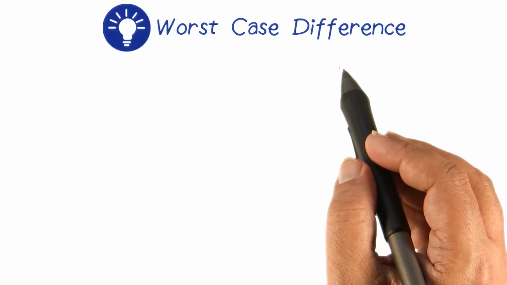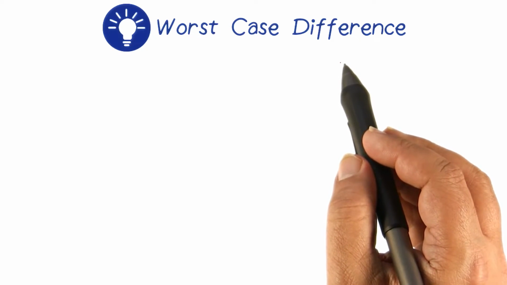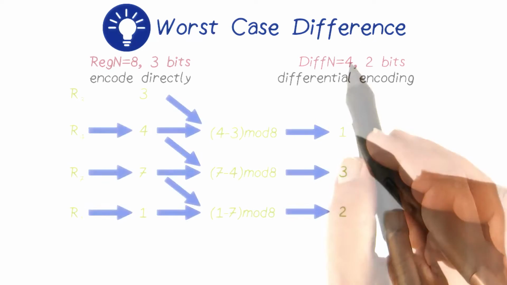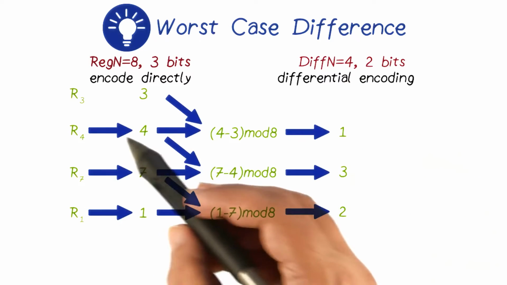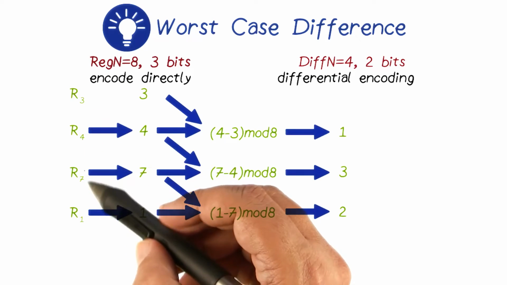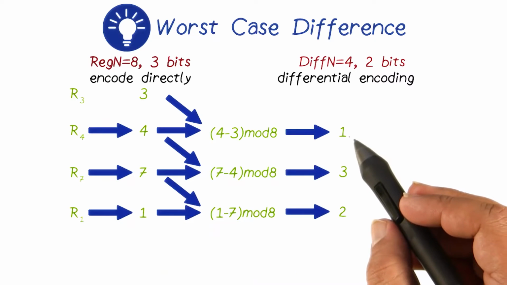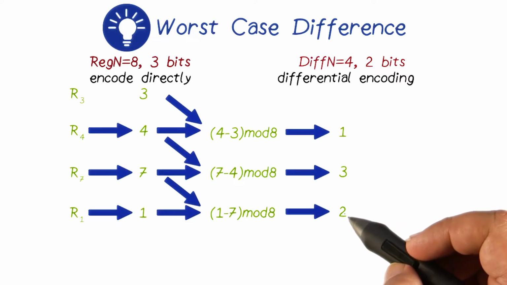Now, having proposed this scheme of differential modulo encoding, let us see if 2 bits are always sufficient to encode all possible differences for this example of 8 registers. Now we saw earlier through this example, for the register access sequence R3 followed by R4 followed by R7 followed by R1, if we take the difference encoding approach, we get these as the differences 1, 3 and 2, and it is always possible to encode them through 2 bits.